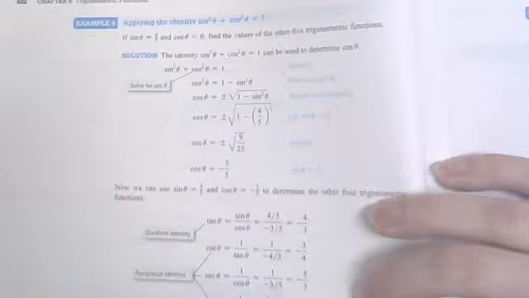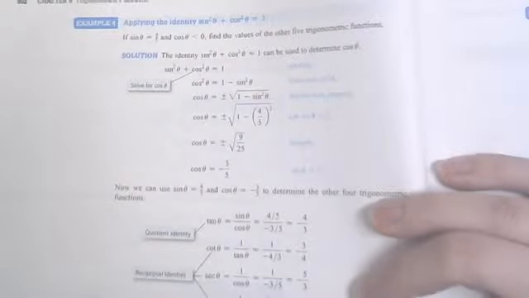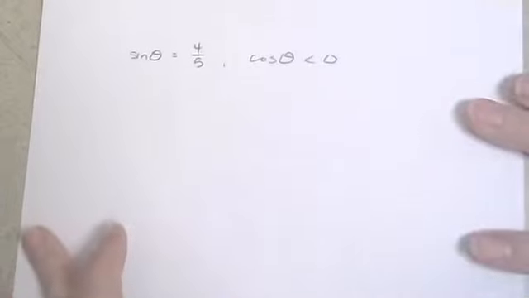So the method I'm going to show you works for any problem where you're given the value of one of the trig functions of theta, and you want to find the others. And also keep in mind that these kinds of problems will occur throughout the book. We'll see them again in chapter 7. Okay, so let's start over on this problem.